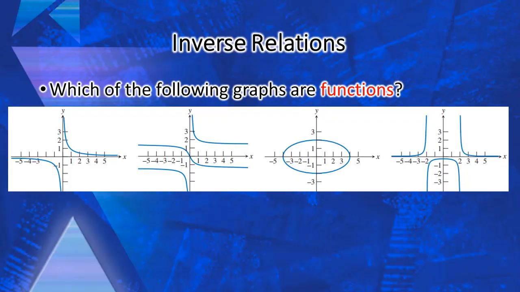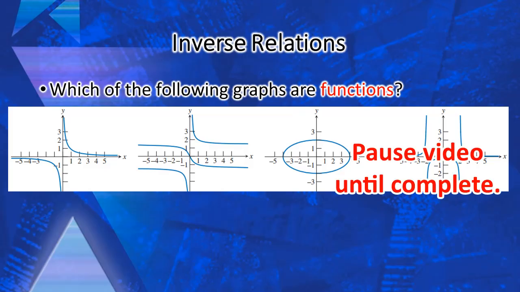So what I would like you to do is take a look at these 4 graphs that are up on the board and determine which of these graphs are considered to be functions the way they are drawn. You can get with your shoulder partner, discuss this. I'll give you about 20 seconds to figure out which ones fall into the category of a function.